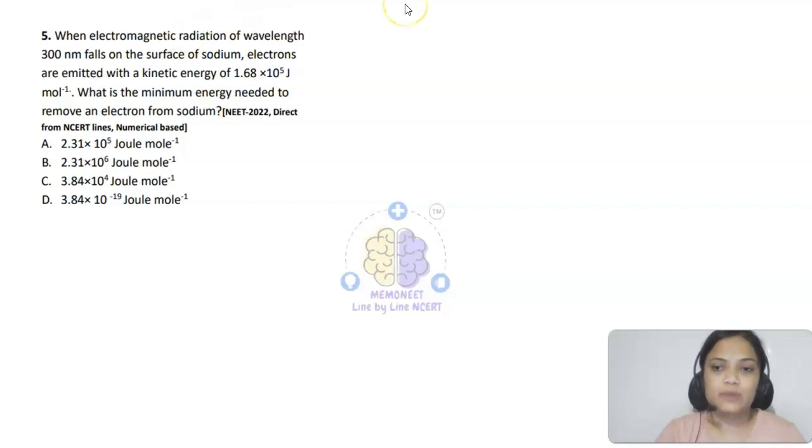So this is the next question. Try to guess from which topic this question is being asked. Okay, it says when electromagnetic radiation of wavelength 300 nanometer falls on the surface of sodium, electrons are emitted with a kinetic energy of 1.68 into 10 to the power 5 joule per mole. What is the minimum energy needed to remove an electron from the sodium?